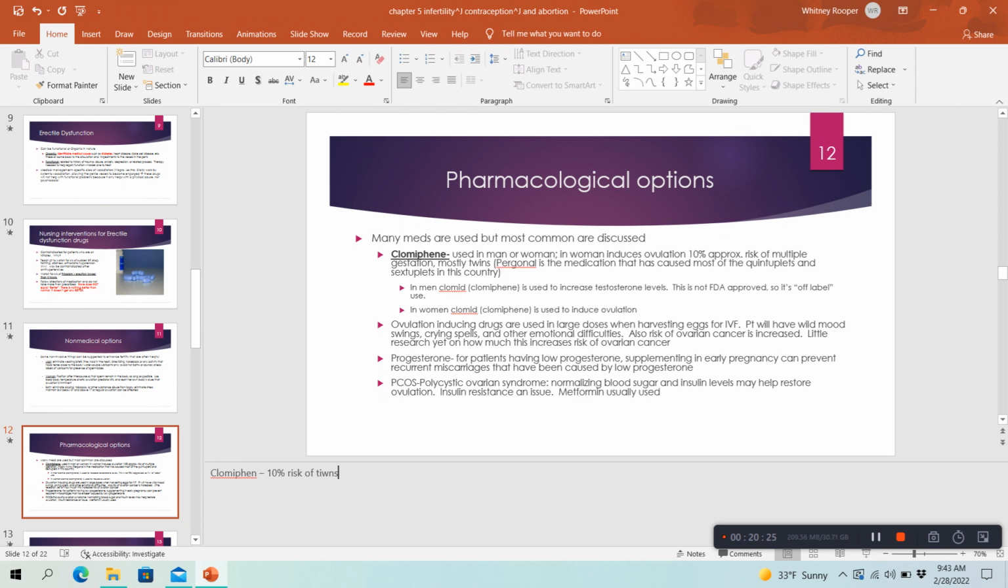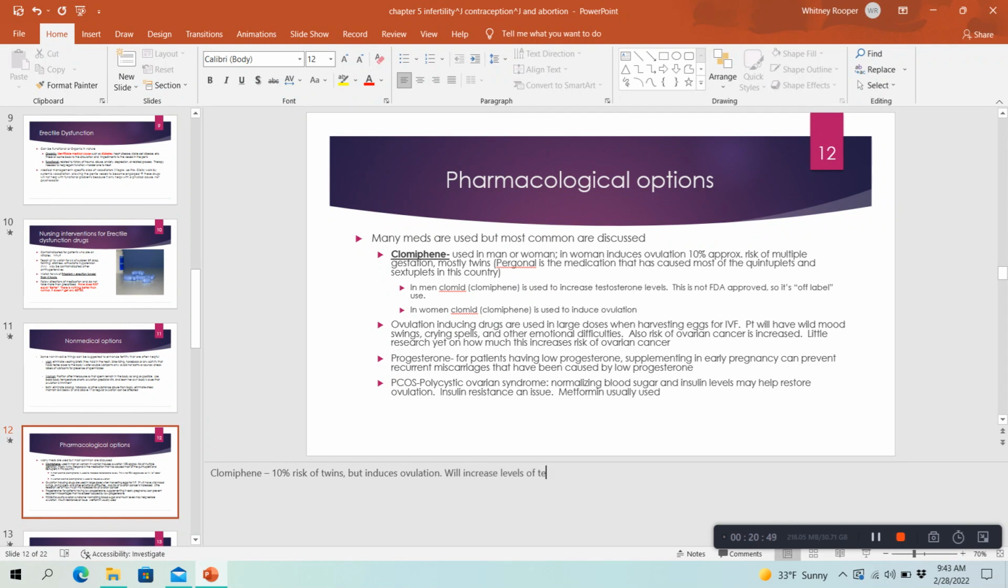We can use Clomid in the male as well, and in the male, Clomid is used to increase testosterone levels. It's not approved by the FDA for that. It's an off-label use, but it will for men who have hormonal deficiencies. That would be hypogonadism on that chart. It would increase the levels of testosterone in the male body if that's necessary.